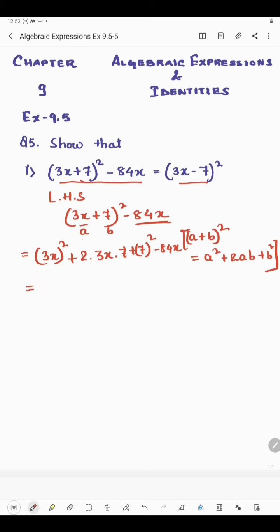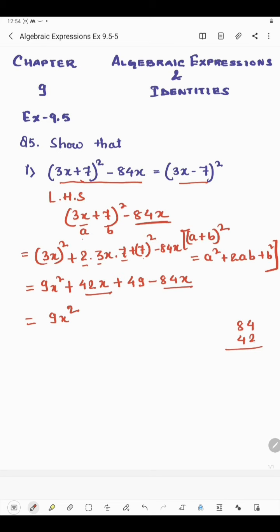Now (3x)² means 3² is 3 into 3, 9, and x², plus 2 into 3 is 6, and 6 into 7 is 42, into x is 42x, plus 7² means 7 into 7, 49, minus 84x. Now the x² term will remain the same as there is no like term present. Now 42x and 84x have similar terms, so we can calculate these two. Now plus minus, so we'll subtract 42 minus 84.